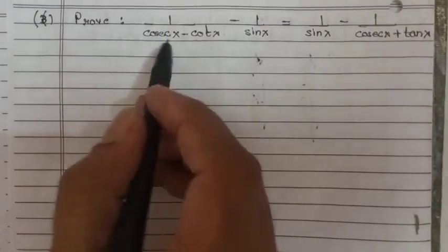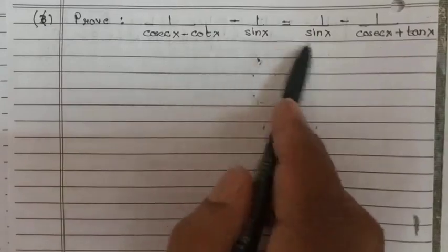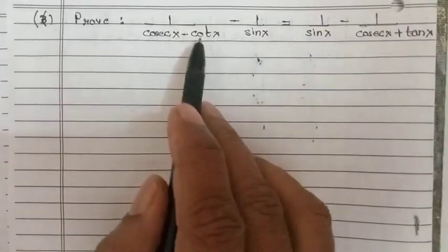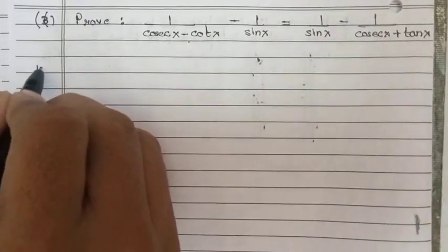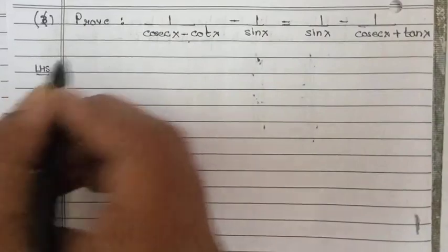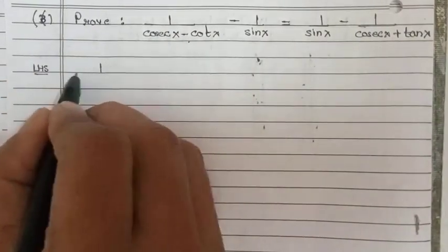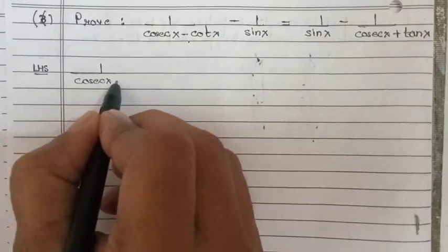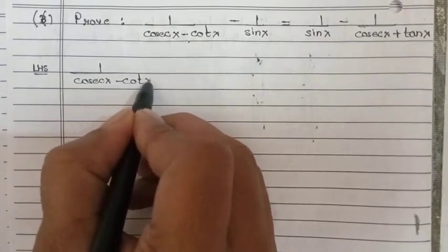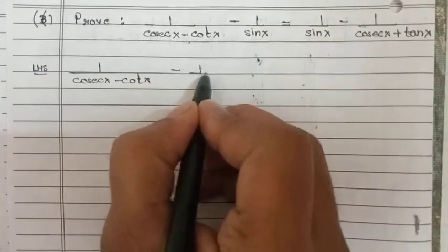Now in this question, again it's a proving one. We have to prove LHS is equal to RHS. So let's start with LHS. So on the left side we have 1 upon cosec minus cot minus 1 upon sine.